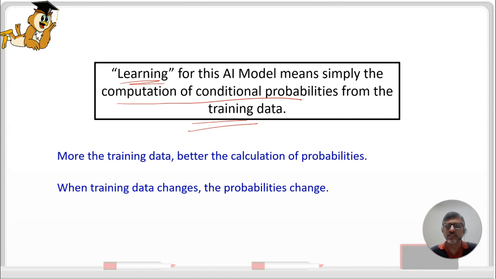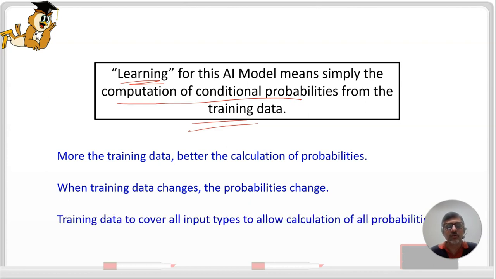When the training data changes, the probability changes. Very clear. Training data must cover all input types to allow calculation of all probabilities. We had referred to this in the earlier session. We said that the data needs to be balanced, etc. Clearly, if your data was unbalanced, if it did not suitably cover some categories or classes, you would not have those probabilities, and that would be a problem for you. So these are the 3 things that clearly spring from this sort of learning model.